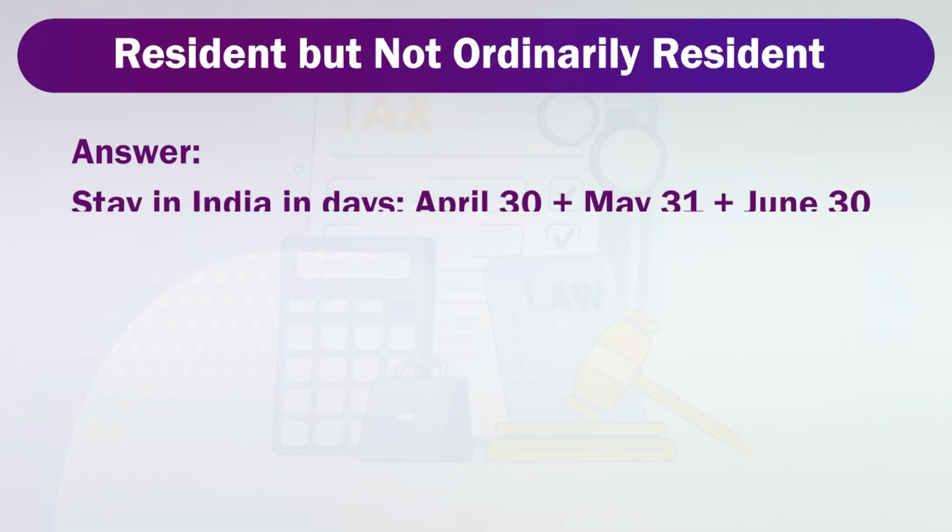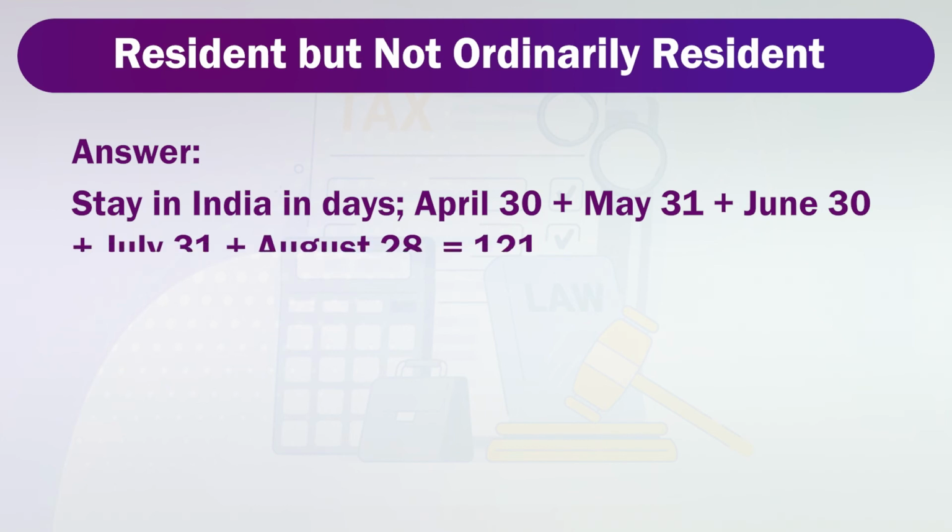Let's determine his residential status. For that purpose, we need to calculate stay in India in days. His stay in India in days: for April 30 days, for May 31 days, for June 30 days, for July 31 days and for August 28 days, making it 121 days.